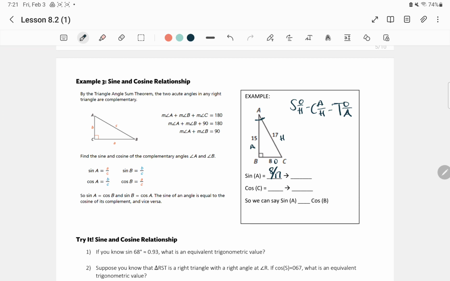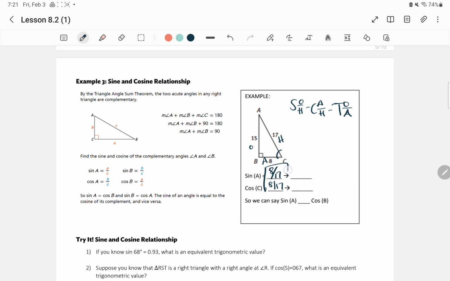Okay. If I did cosine C, let me erase these because they are going to change since I'm moving to cosine. If I did cosine C, my opposite is here. Across from the box is my H. This is my A. So cosine is A over H. Well, my A is 8 over 17, and my H is 17. So cosine C is 8 over 17.